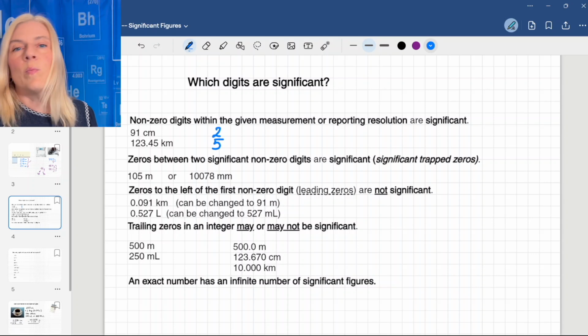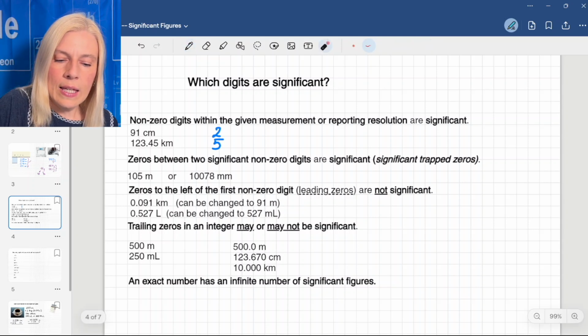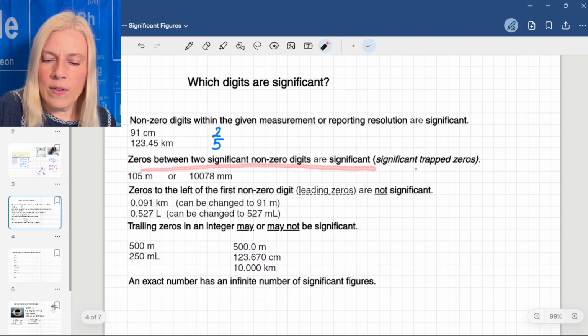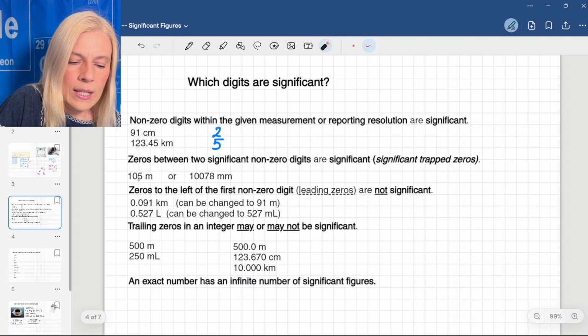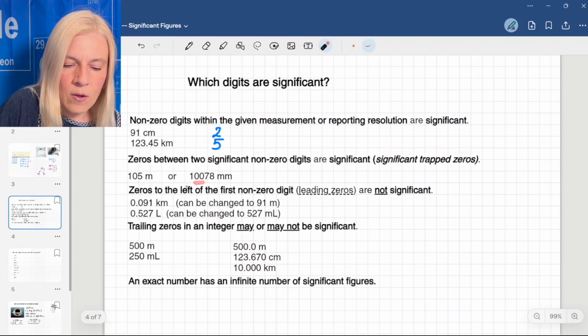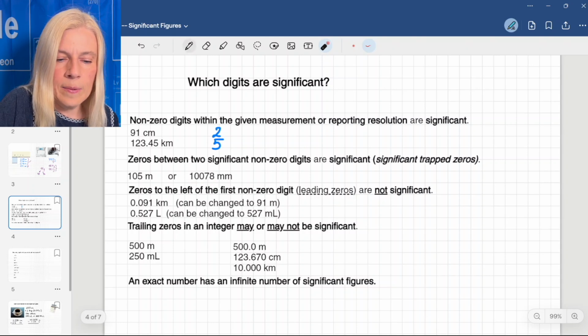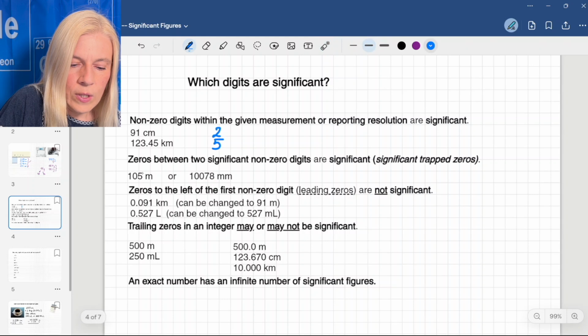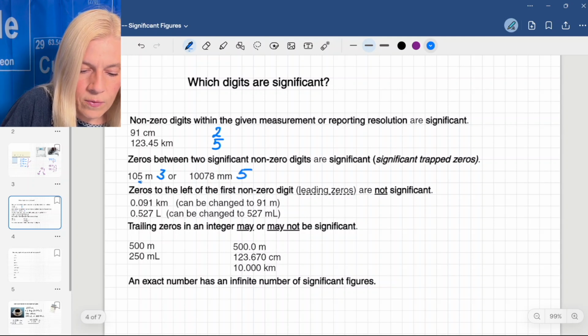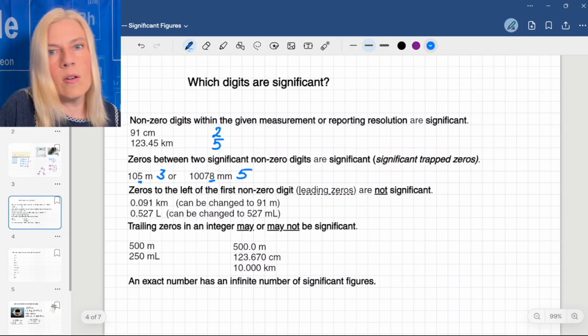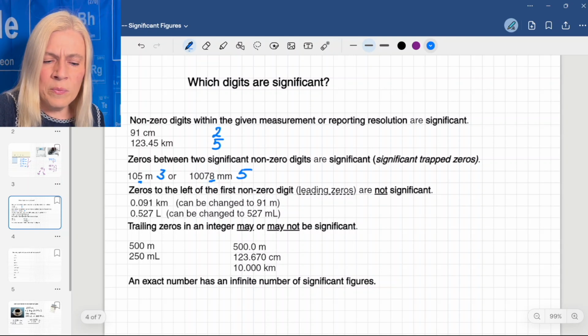Zeros between 2 significant non-zero digits are significant. They are called trapped zeros, or some people call them sandwich zeros. So look at this zero. It's between 2 non-zero digits. Again, here is a zero between 2 non-zero digits. That means these zeros are significant. So here we have 3 sig figs, every one of them. We have 3 sig figs in this measurement, and here we have 5 sig figs. Remember, we are uncertain about the 5. We are uncertain about the 8. That 0 is very important there.